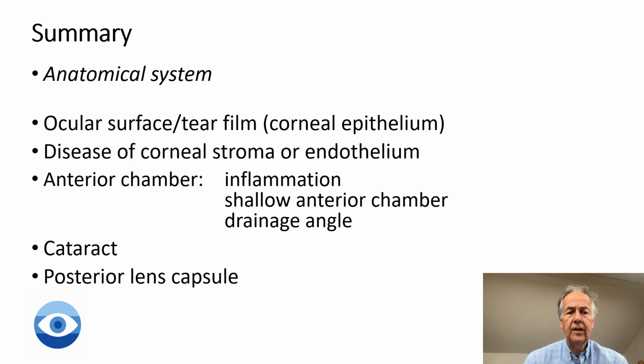So to sum up, we have used an anatomical system to consider structures in the anterior segment of the eye that may cause visual loss. These causes include problems of ocular surface, corneal epithelium, disease of the corneal stroma or endothelium, consideration of content and depth of anterior chamber, cataract and posterior capsular opacification after cataract surgery.